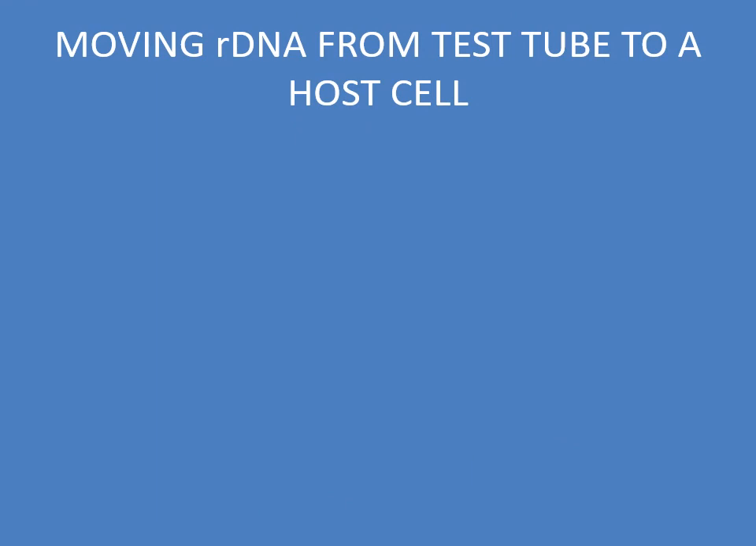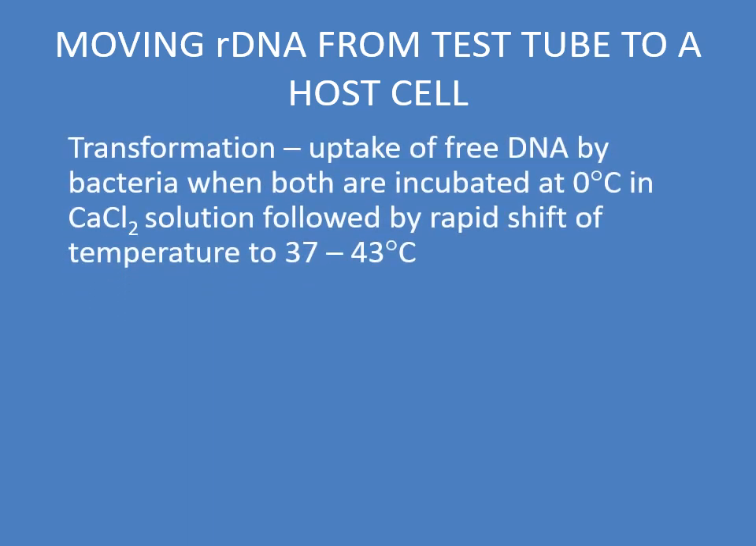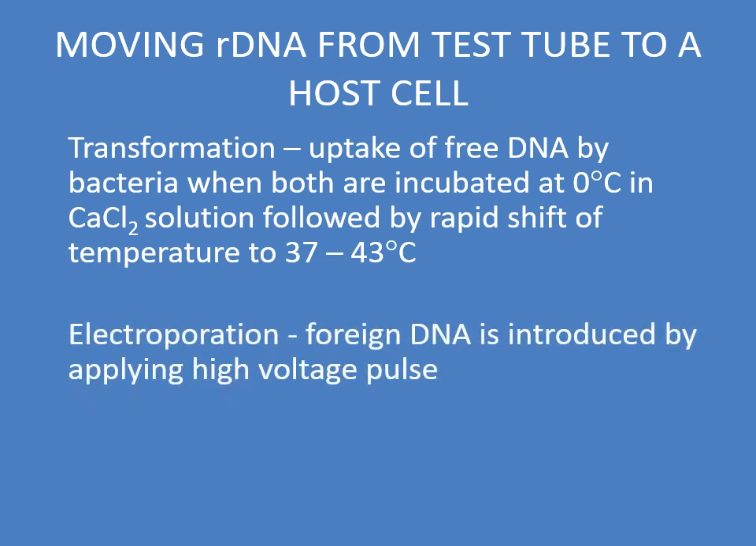Next step is the moving of recombinant DNA from test tube to a host cell. This can be done by several means. First is transformation, which is uptake of free DNA by bacteria when both are incubated at 0 degree centigrade in calcium chloride solution, followed by rapid shift of temperature to 37 to 43 degree centigrade. Next process is electroporation, by which foreign DNA is introduced by applying high voltage pulse.